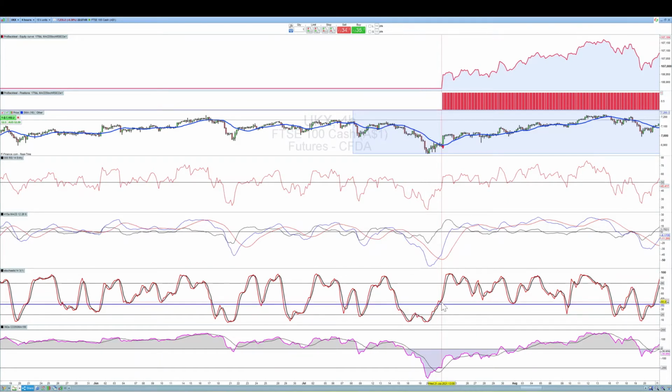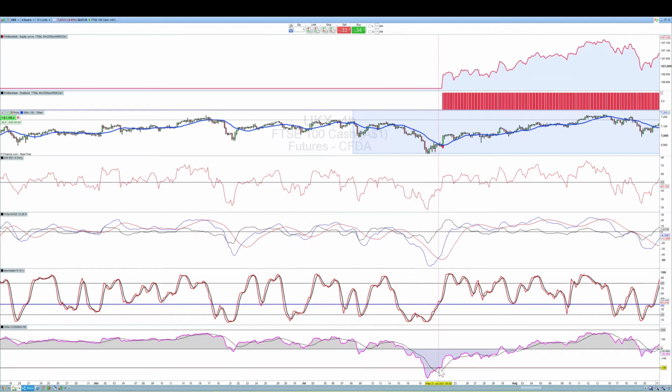That must be greater than the signal line, the stochastic D line. And that also must be less than 80, and that's the 80 line. Lastly, we look at the CCI 350. That's where the pink line breaks up. It has to be less than 0, and the 0 line is this flat line. So that pink line must be less than 0.